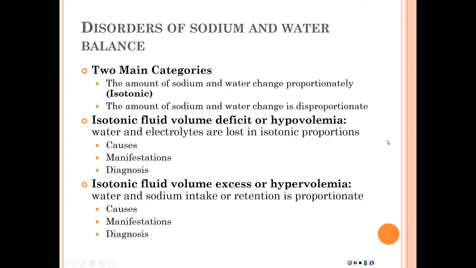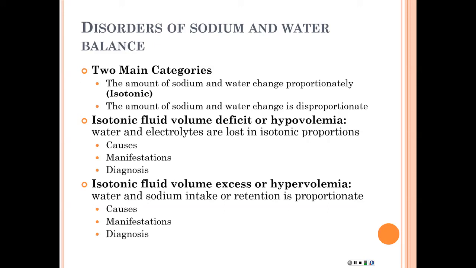Now when we look at sodium issues, we have to look at water issues as well because of that osmotic characteristic of sodium. So we're going to look at these disorders in two main categories: what we refer to as isotonic conditions, and what we refer to as disproportionate conditions, or imbalance between sodium and water. The first two are fairly straightforward. When we look at isotonic fluid volume deficit, or what we can call hypovolemia, we are losing both water and sodium in equal parts, so that does not change the osmolarity or osmolality of the fluid. In other words, the osmotic pressure isn't being altered at all.